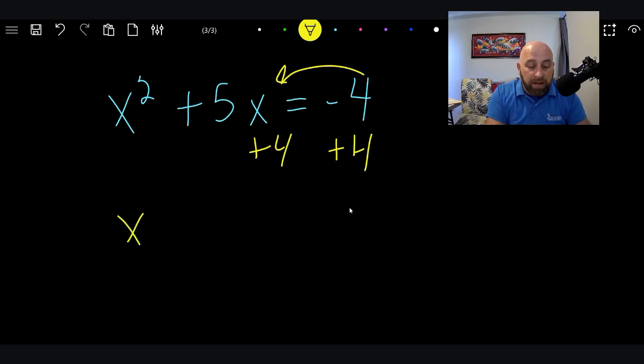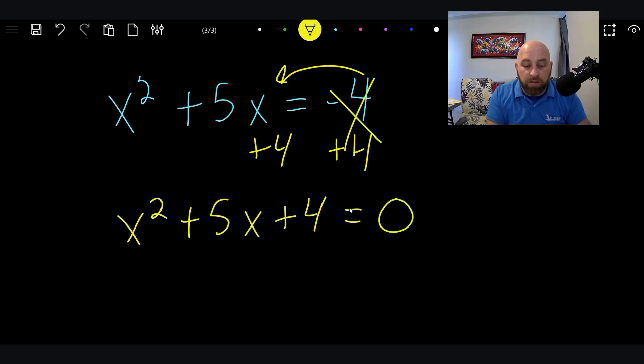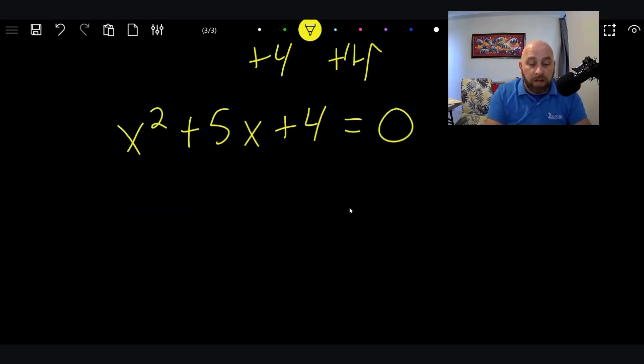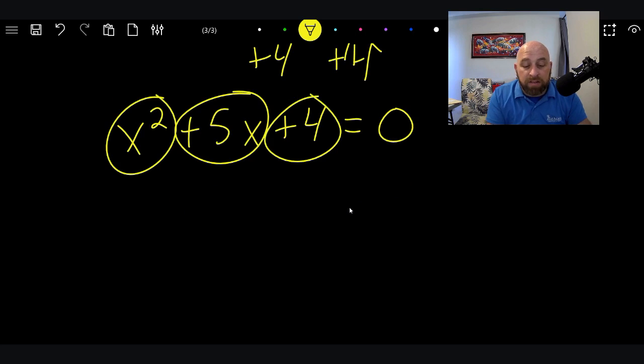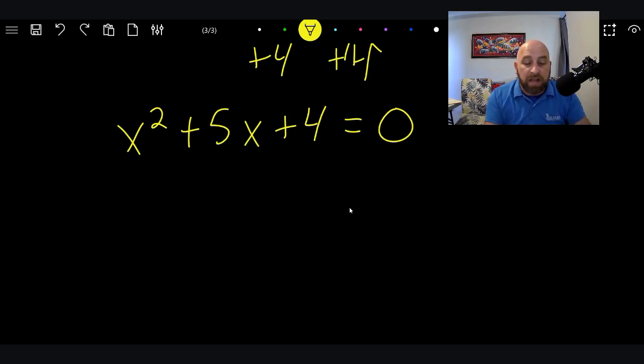We get x squared plus 5x plus 4 equals 0, because that cancels. That's what we want. Now it's in standard form. Look, we have our quadratic, we have our linear, we have our constant, and then we have our equals 0. That's what we're looking for. Standard form. All right, now we're going to factor that.